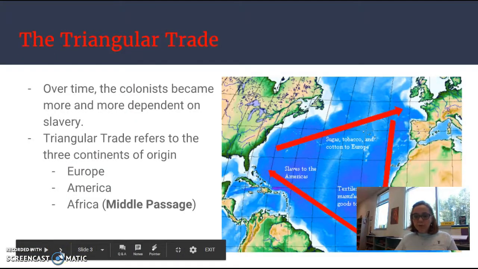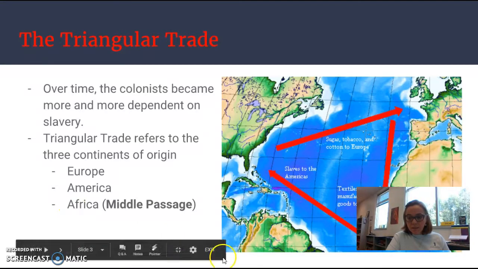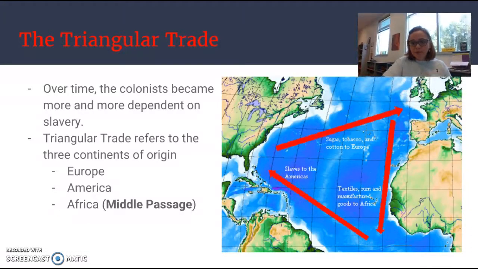Okay, so the triangular trade refers to the trade between the three continents. Sorry, y'all, I'm moving myself up there so you can see the whole map here, right? So they became more and more dependent on slavery because they were building bigger farms. They had more work that needed to be done. So they created this triangular trade, which is the three continents of origin, right? Europe, America, and Africa.